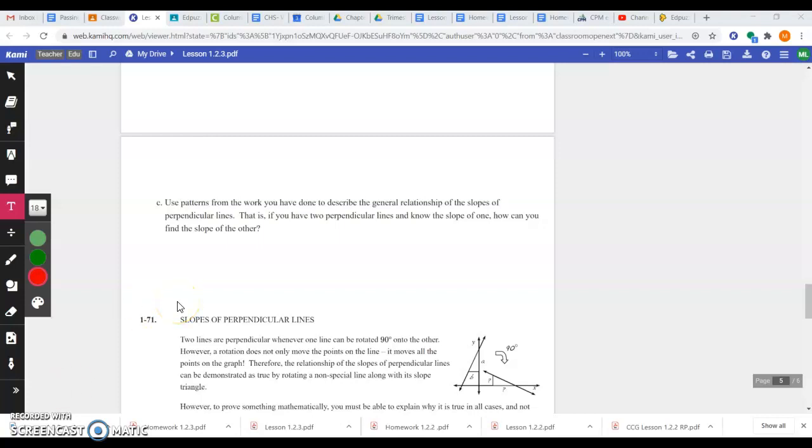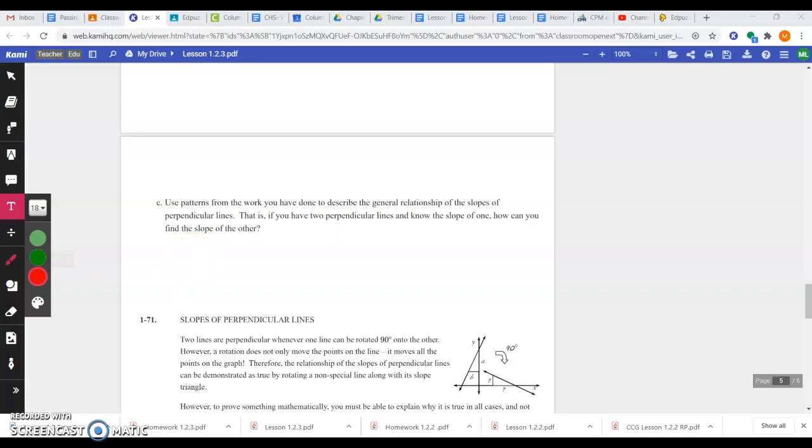All right, video part 2, still on lesson 1.2.3, talking about perpendicular slopes and parallel slopes. In the first video, we saw that if you have slopes that are the same, those lines are going to be parallel. If you have lines that are perpendicular, those slopes are going to be opposite reciprocals, meaning they are flipped and one is negative.